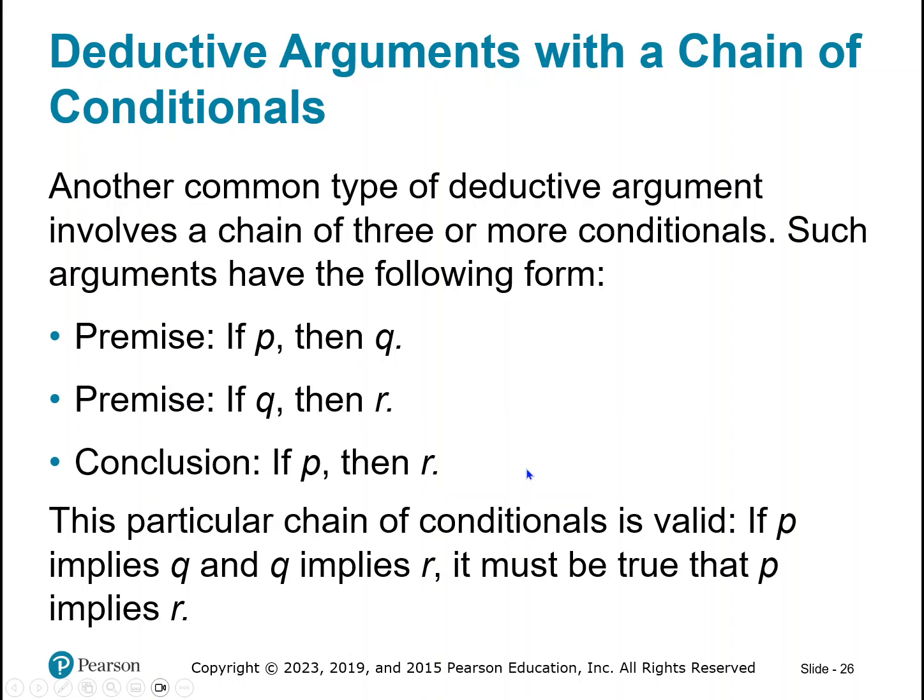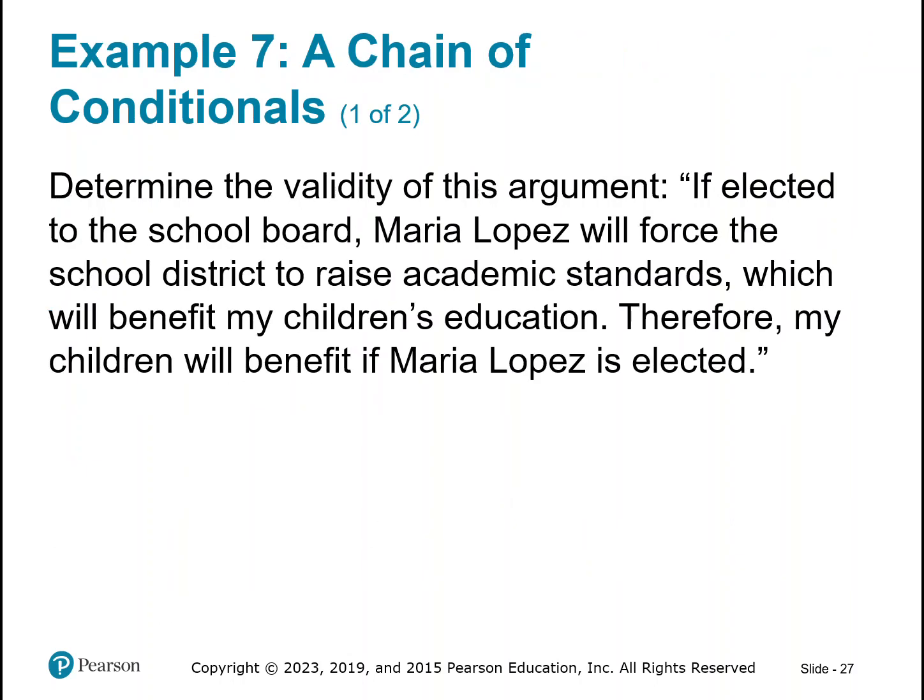And this is a transitive property that you'll find in mathematics. This particular chain of conditions is valid. If P implies Q and Q implies R, it must be true that P implies R. Let's look at an example. If elected to the school board, Maria Lopez will force the school district to raise academic standards, which will benefit my children's education. Therefore, my children will benefit if Maria Lopez is elected.